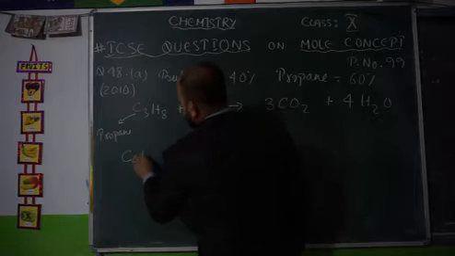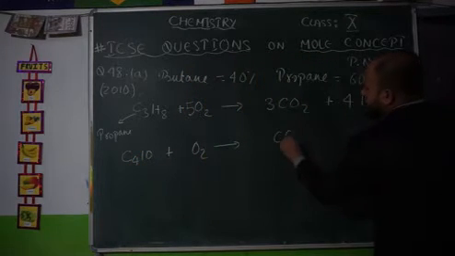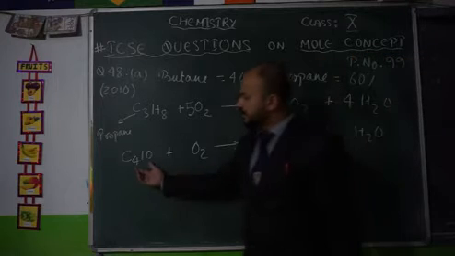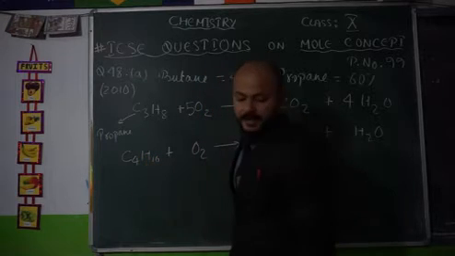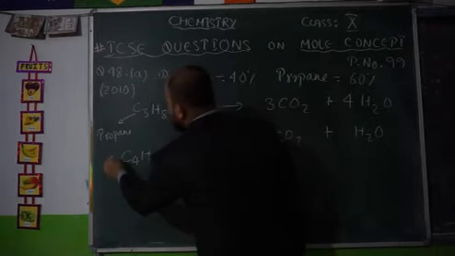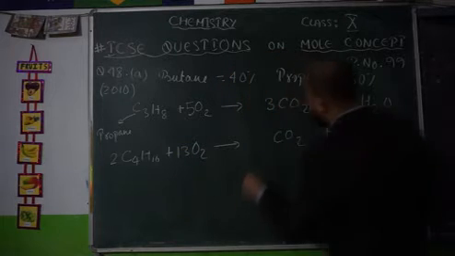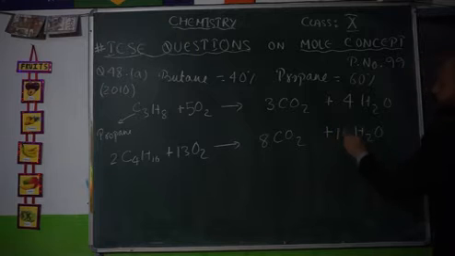C4H10. Whenever it is combusted in presence of oxygen, again you get carbon dioxide and water. You need to balance the equation. Here C4H10. The balanced equation is 2 C4H10 plus 13 O2 gives 8 molecules of carbon dioxide and 10 moles of water.